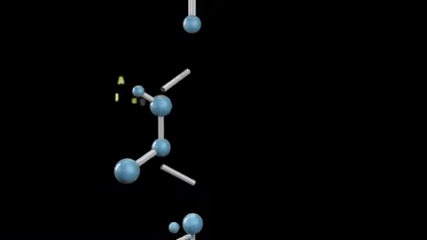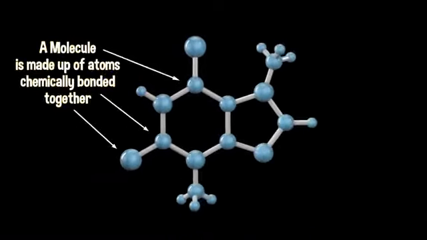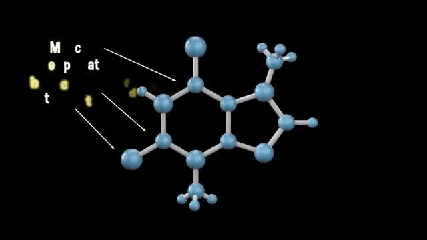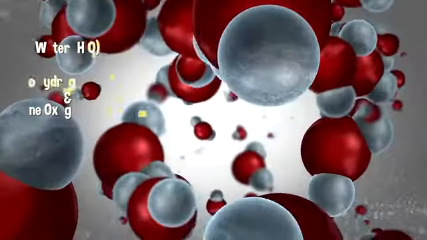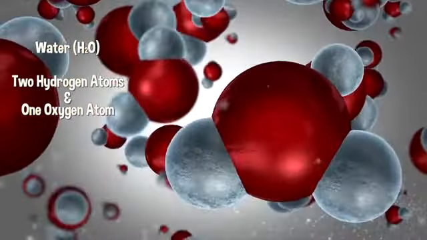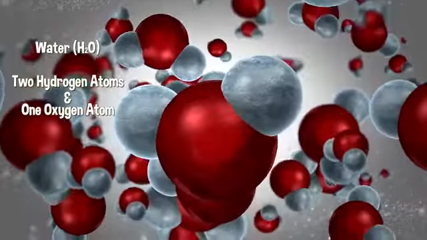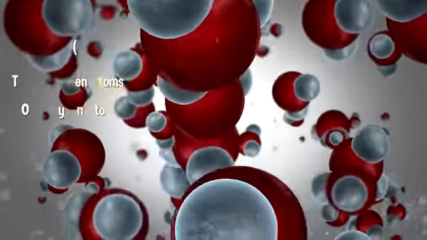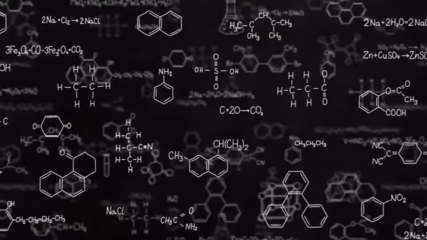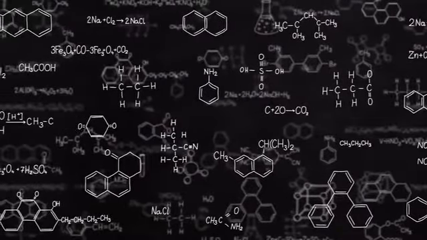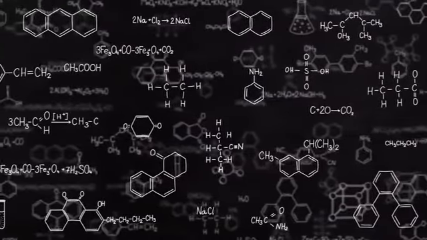Atoms can come together and form bonds to create molecules. Because there are so many different ways to arrange atoms, trillions of different molecules can be made from just a few elements. For example, water is made up of 1 oxygen and 2 hydrogen atoms bonded together. When molecules interact with each other so that bonds between molecules are broken and new molecules are formed, then a chemical reaction has taken place.